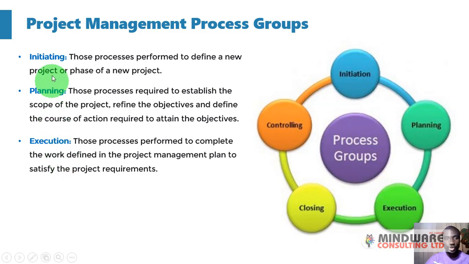So next is the execution. Now you've done your initiating, you've done your planning, so it is time for the rubber to hit the road. It's time to hit the ground running. In the execution phase, these are the processes you perform to complete the work defined in the project management plan to satisfy the project requirements. So this is the work part of it. The analyzing part, the research part, the talking part is done. Now is the time to do the work. You've got to do the work. So that's what the execution is all about.